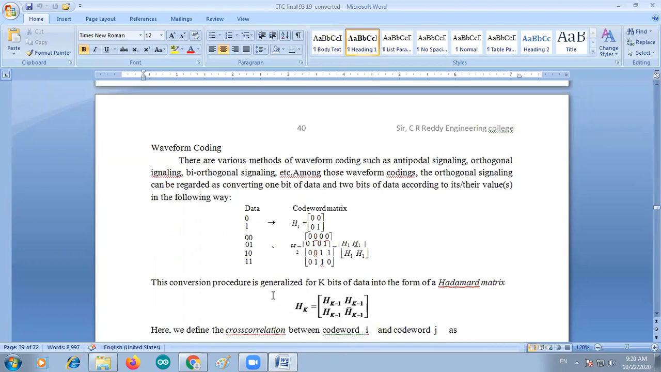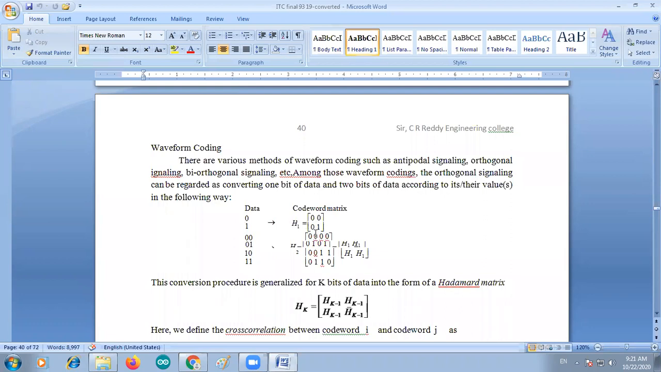Here is one example. The binary data is 0 and 1. 0 is one signal and 1 is another signal. So there are two signals, logic 0 and logic 1. For the two signals, the code word matrix has to be converted. So 0 0, 0 1 is better than 0, 1. 0, 1 is the data, and for that 0 0, 0 1 is another code word. So instead of 0, 1, you can transmit 0 0, 0 1. That is the better waveform. That is waveform coding.